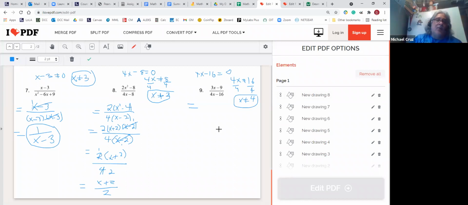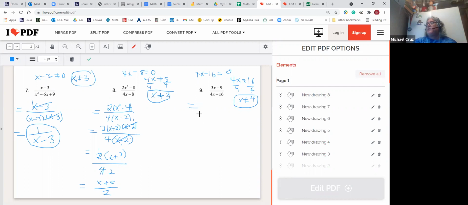And when we get to equations later on in this chapter, that's something you got to be mindful of. You got to be able to know what makes it undefined. So if you come up with a solution that is one of those undefined values, it has to be thrown out.